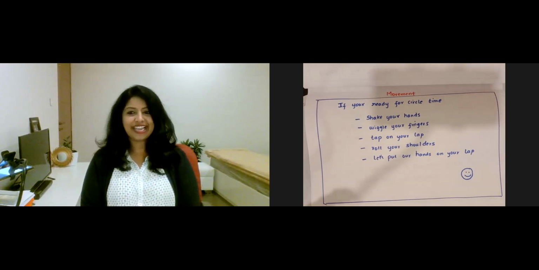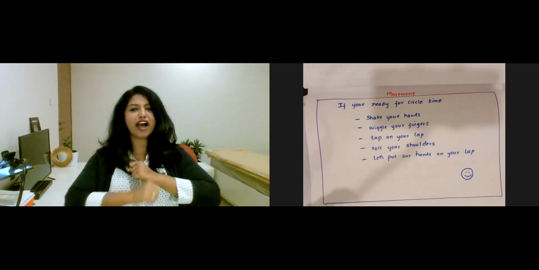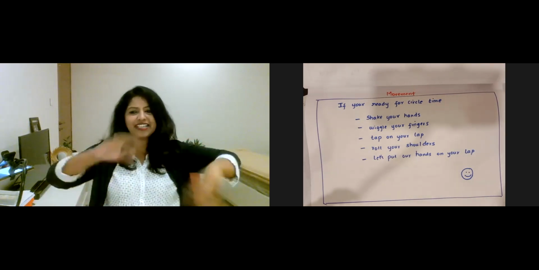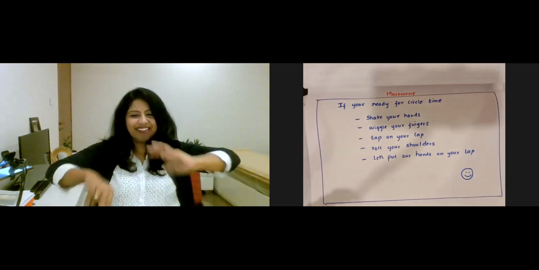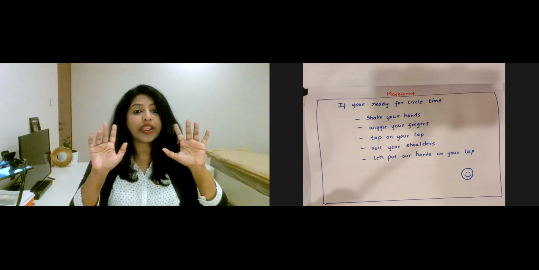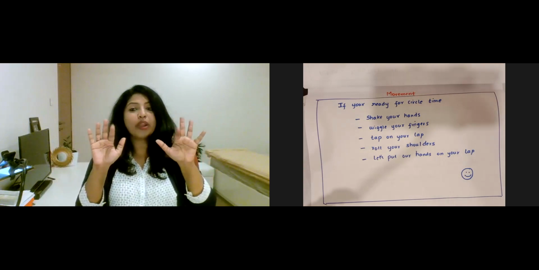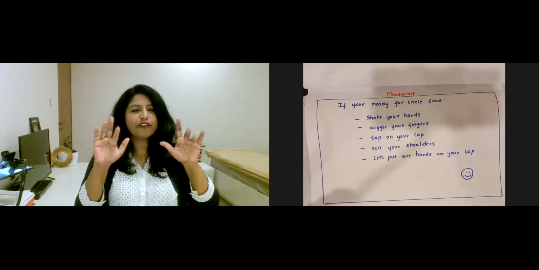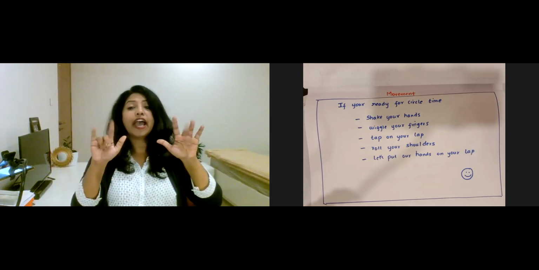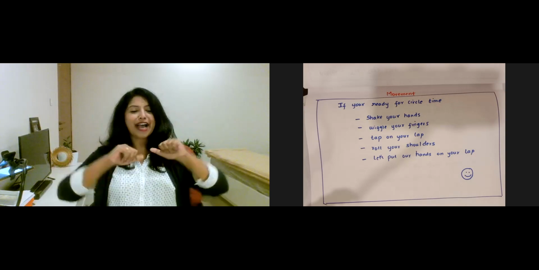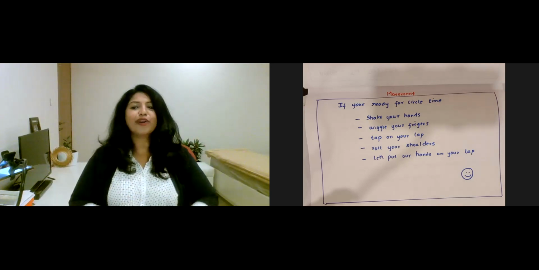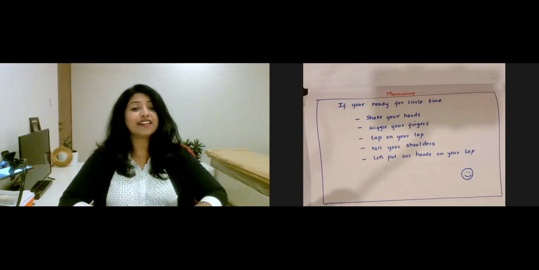Ask a question. If you're ready for circle time, shake your hands. Come on, shake it, shake it, shake it. You're ready for circle time, right? Shake your hands. Now try to wiggle your fingers. Wiggle, wiggle, wiggle. Wiggle your fingers faster. Wiggle slowly. If you're ready for your circle time, tap on your lap. You're ready for circle time.